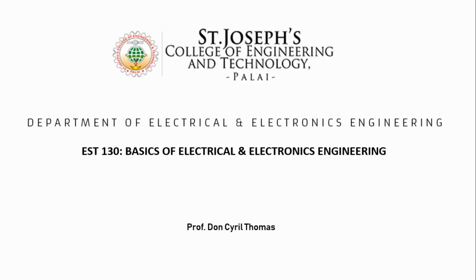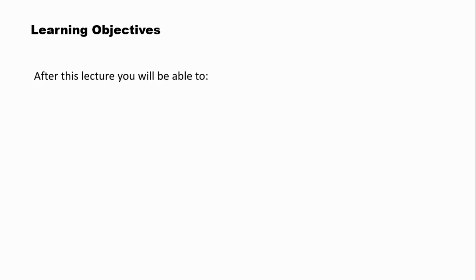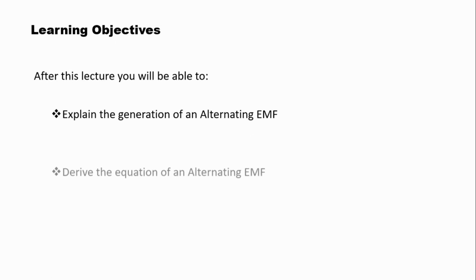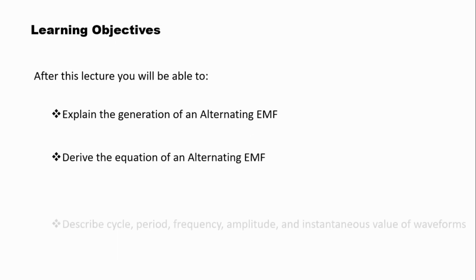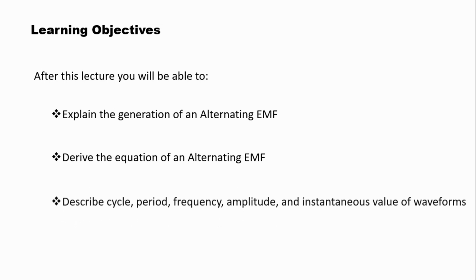Welcome students. Today we are going to discuss the third part of the second module of Basics of Electrical and Electronics Engineering, that is, generation of an alternating EMF. Learning objectives are: after this lecture you will be able to explain the generation of an alternating EMF, derive the equation of an alternating EMF, and describe certain terms, that is cycle, period, frequency, amplitude, and instantaneous values of waveforms.